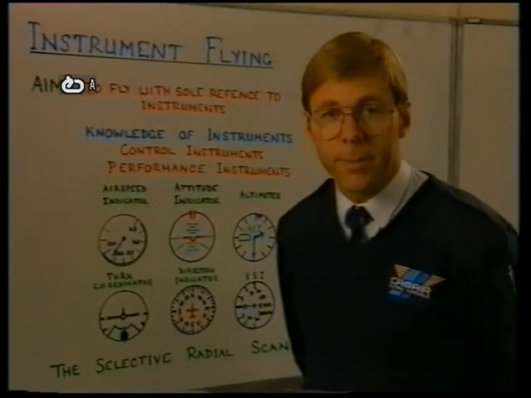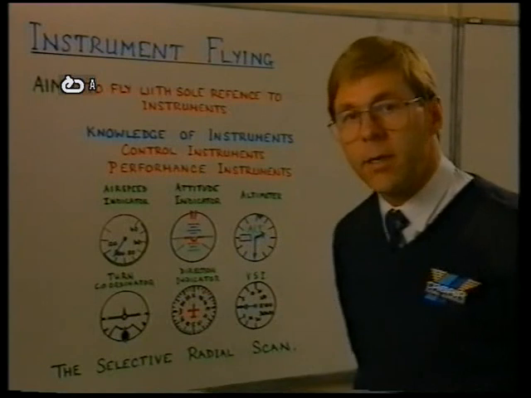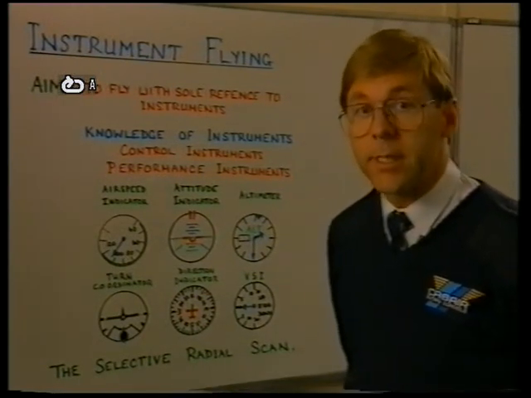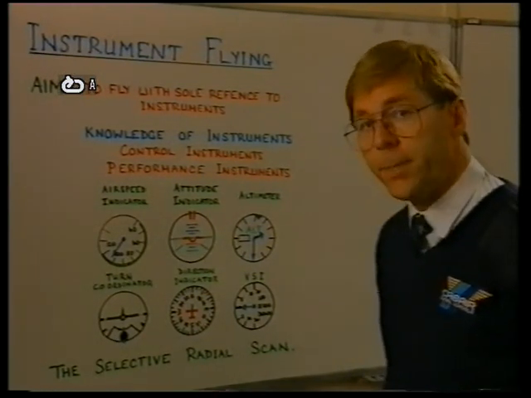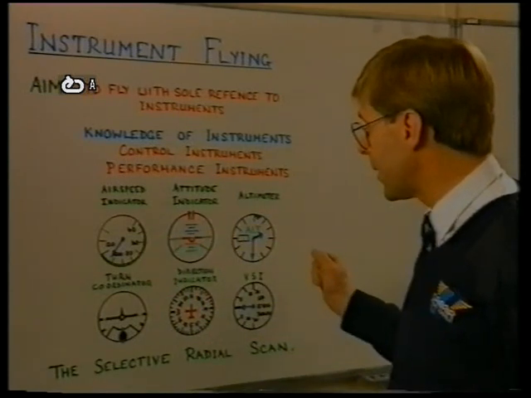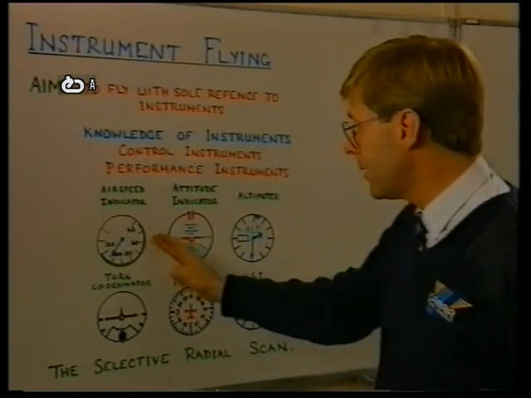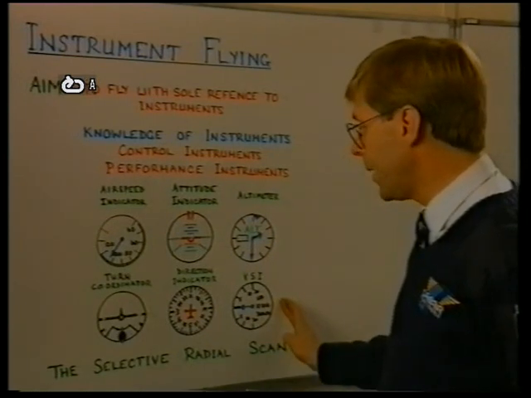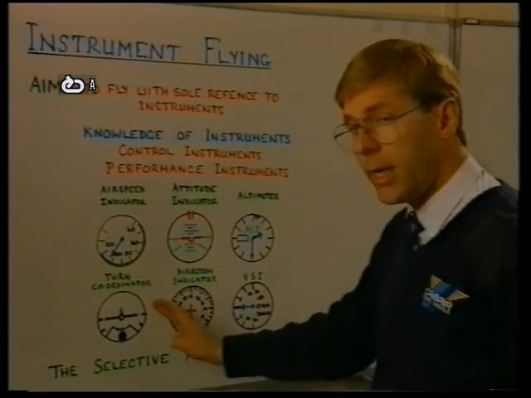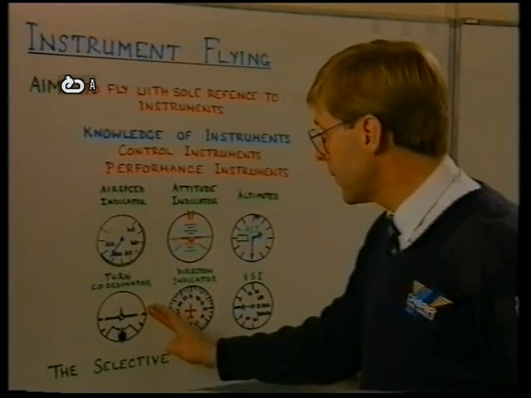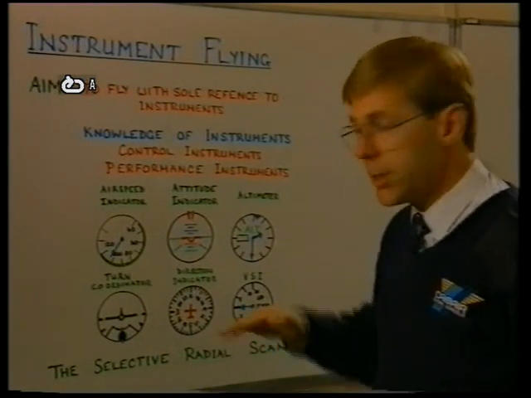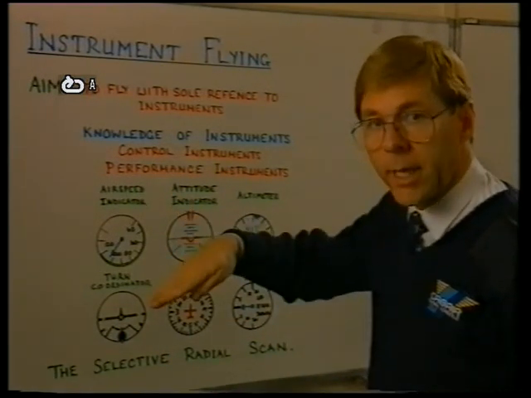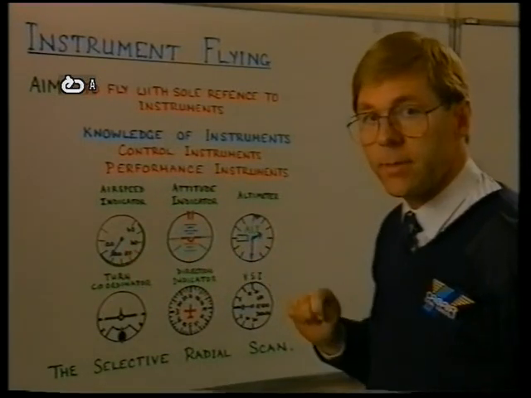We're now going to look at instrument flying. To fly the aircraft accurately on instruments is not easy. And for the purpose, we have 6 main instruments: airspeed indicator, attitude indicator, altimeter, vertical speed indicator, direction indicator, and turn coordinator. The attitude indicator shows us pitch up, pitch down, roll right, roll left.